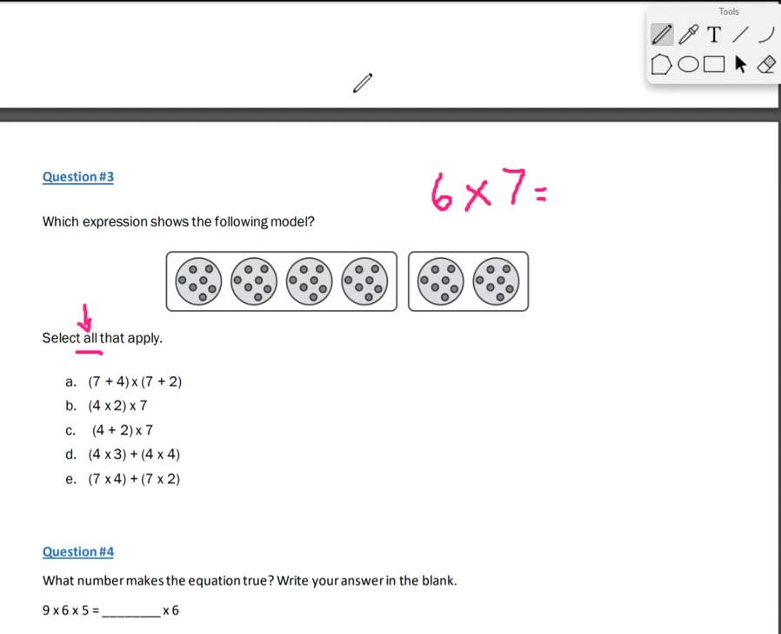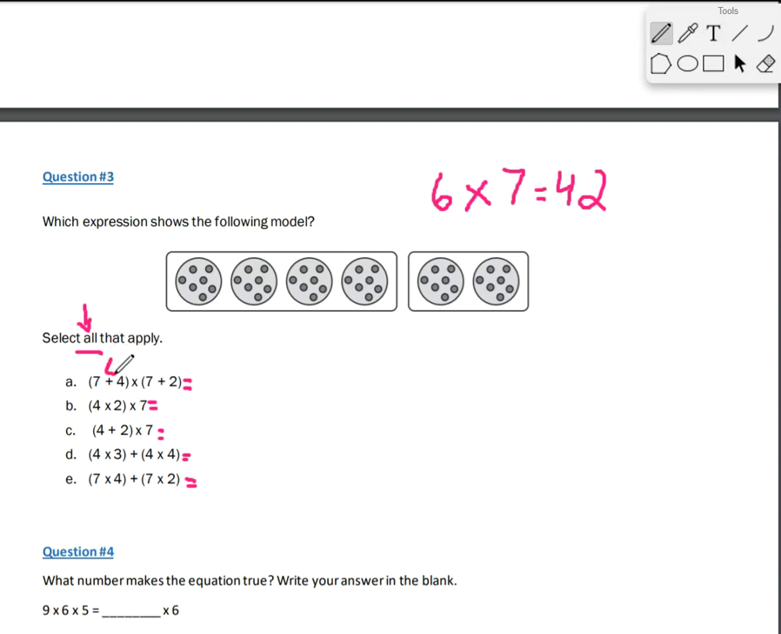So 6 times 7, hey, I had that on my front side. I already solved this. It was 42. I know I have 42 chocolate chips out of all these cookies. And now I'm going to be looking for things that equal 42. That's my goal. When you have these problems where they present you with an array and then they want something that matches the model, solve, then look for something that has the same answer. Whatever has the same answer is going to be your match.